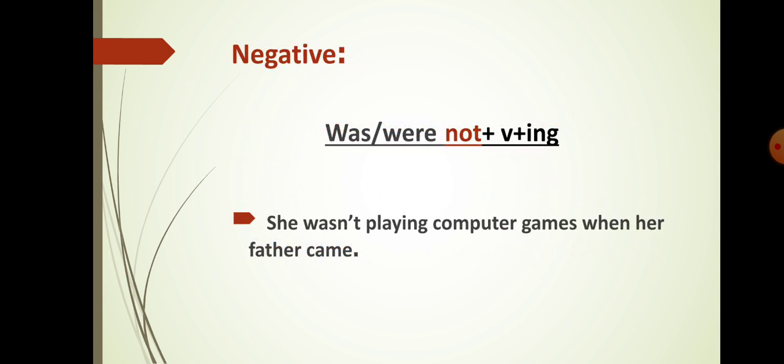Let's move to the negative. We use was or were, followed by not, and then the verb plus ing. Like the following example: she wasn't playing computer games when her father came.